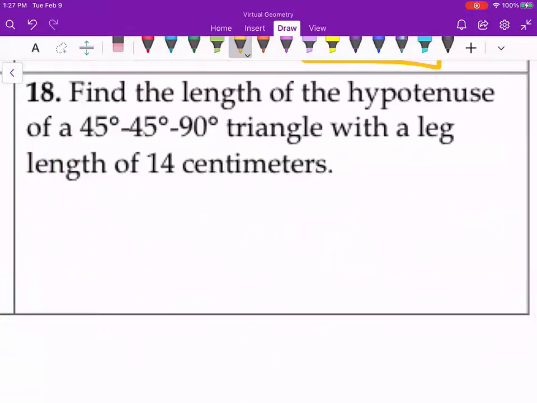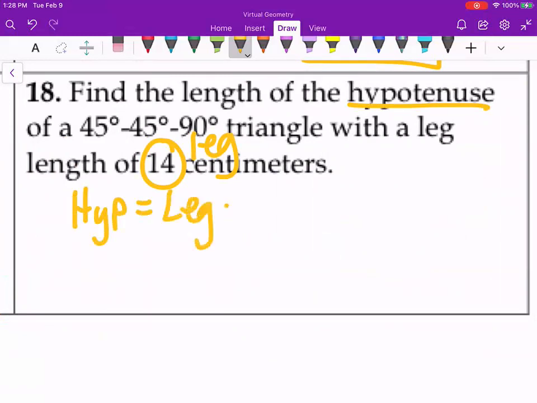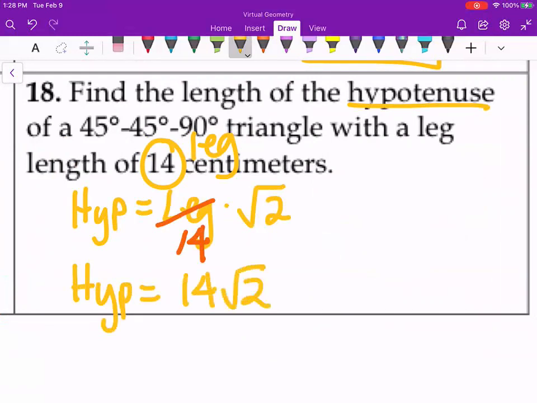Find the length of the hypotenuse of the 45, 45, 90 with a leg length of 14. So they're saying the 14 is the leg. We need the hypotenuse. So I'm going to try this one just using the formula and not writing out the picture. So again, our hypotenuse is the leg times square root 2. And they told me what my leg is. So my leg is the 14. So then my hypotenuse is 14 times square root of 2, and it's done.